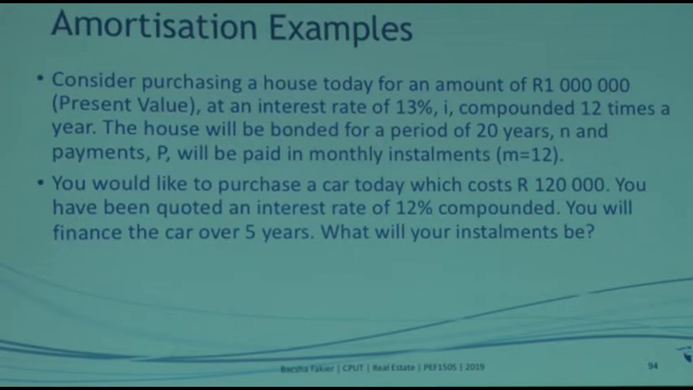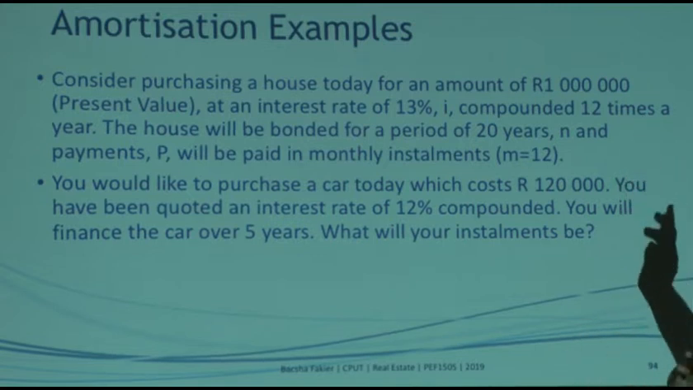Second example. Second example is you would like to purchase a car today which costs 120,000. It's also an amortization example, right? You go to a car dealer, you see the value of the car is 120,000. What is the car period? Usually 5 years roughly, right? Depending. Assume there's no deposit, right? And with the top one, assume there's no deposit.